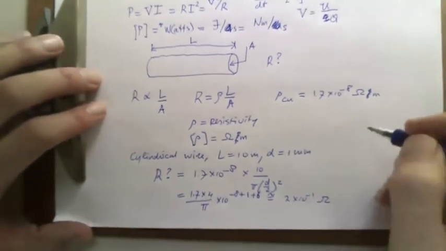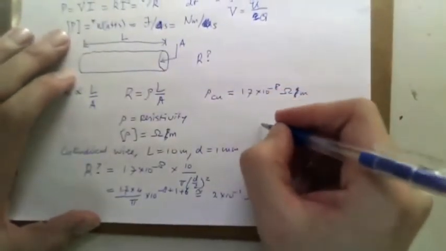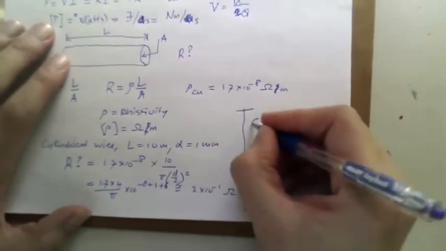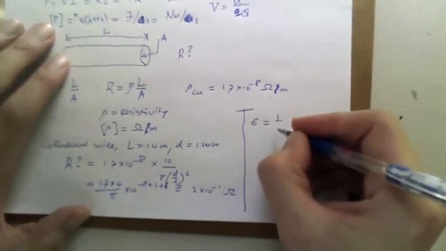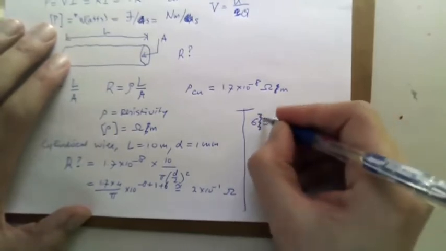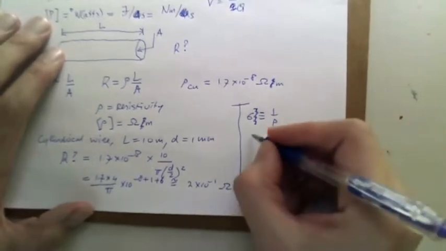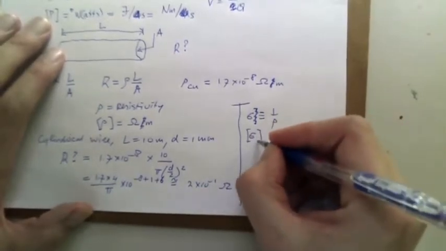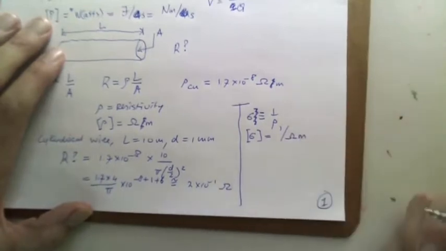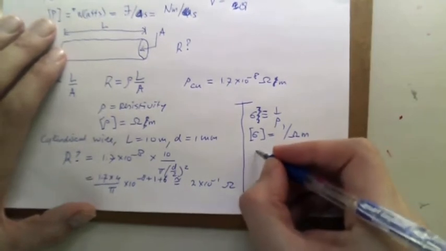There's an associated quantity, and that's called the conductivity. I'm going to draw this here because I want it on the same slide. So sigma is 1 over rho. Sorry, sigma is by definition 1 over rho, and therefore the units of sigma are 1 over ohm meter, and sigma is called the conductivity.